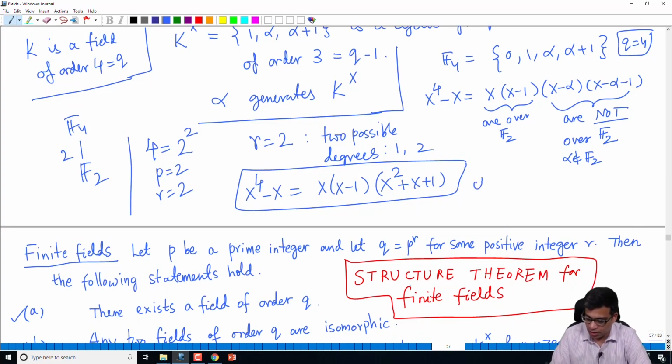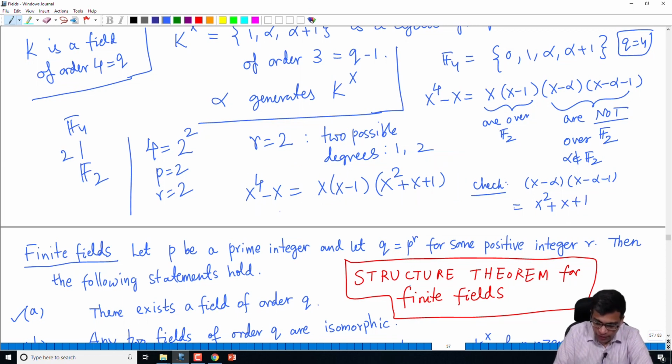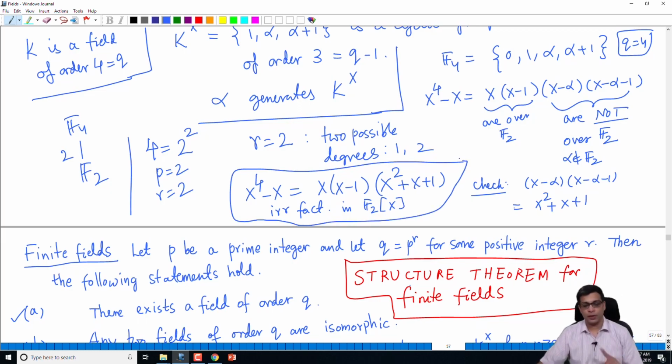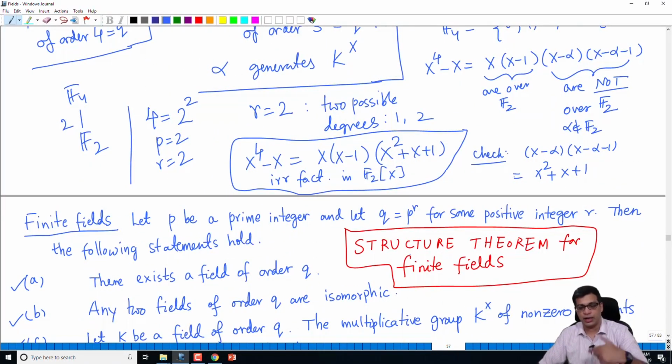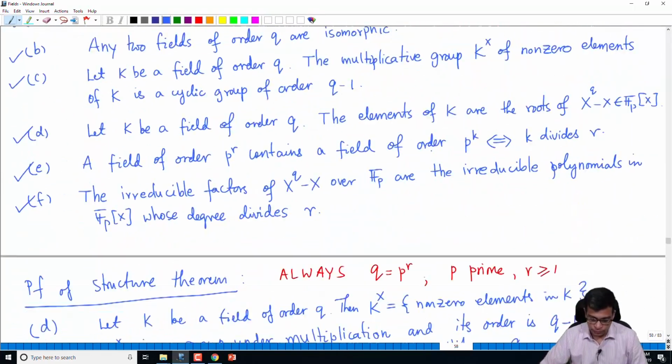Clearly, if you check this as an exercise, if you multiply x minus alpha and x minus alpha minus 1, you get x squared plus x plus 1, which is irreducible over F2[x]. So this is the factorization in F2[x]. It confirms the last part of the structure theorem. Irreducible factors are those that have degrees that divide 2 in this example. So it can't have 3, for example. There cannot be a factor of degree 3 because 3 does not divide 4, or 3 does not divide 2.